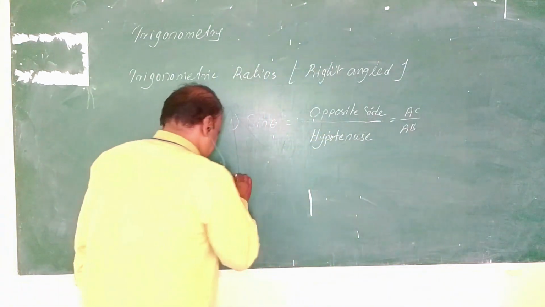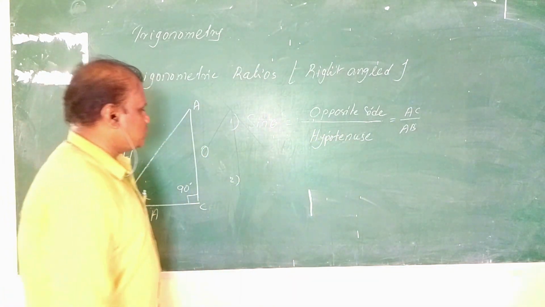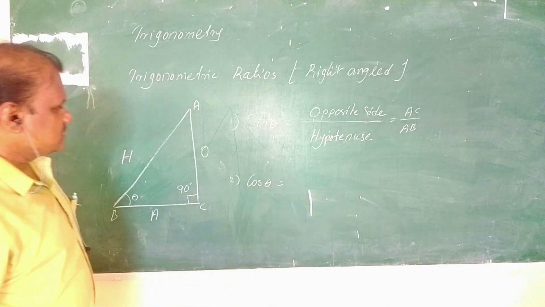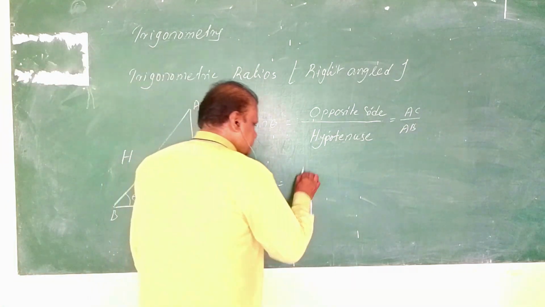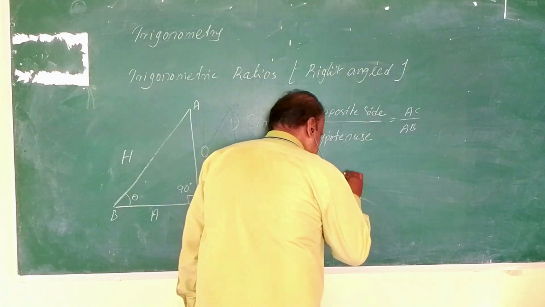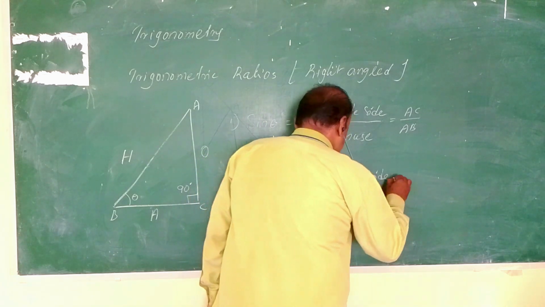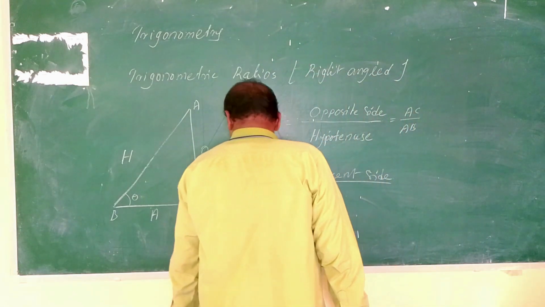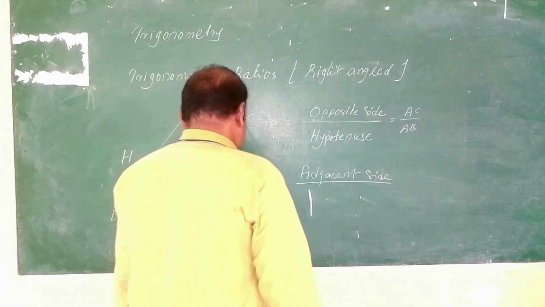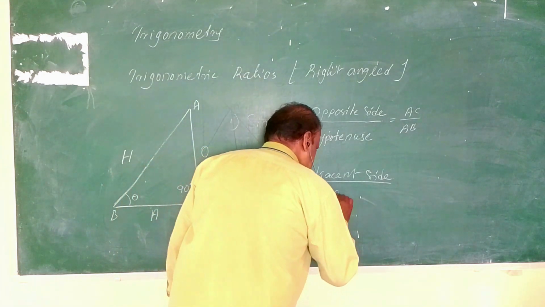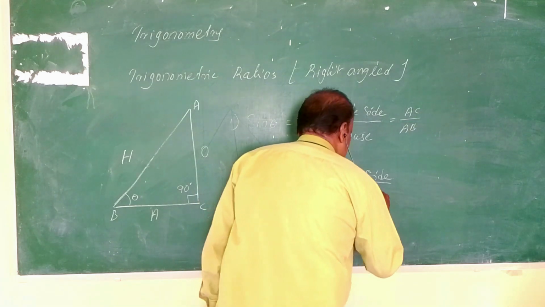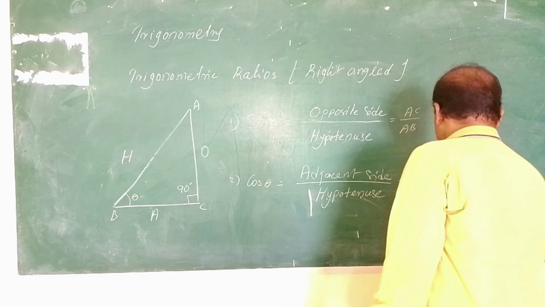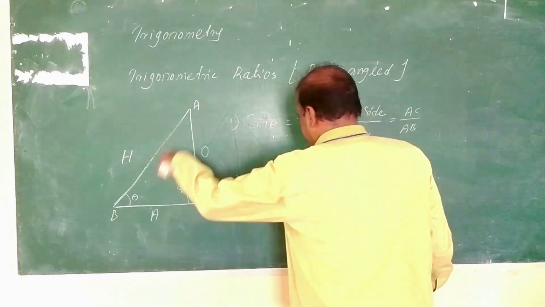Similarly, the second trigonometric ratio is called cos theta. It is defined as the ratio of the adjacent side to the hypotenuse. So from the diagram, the adjacent is BC, and again the hypotenuse is AB.